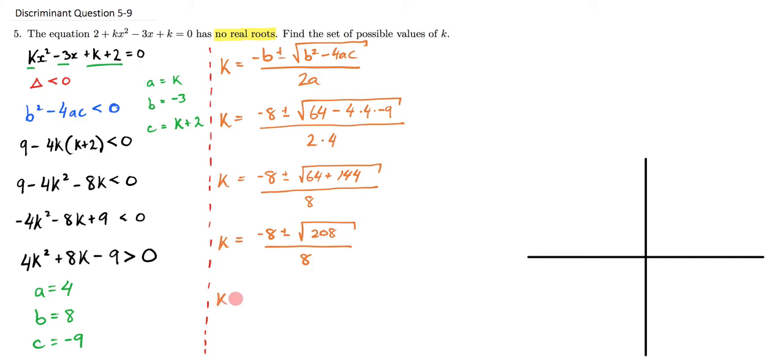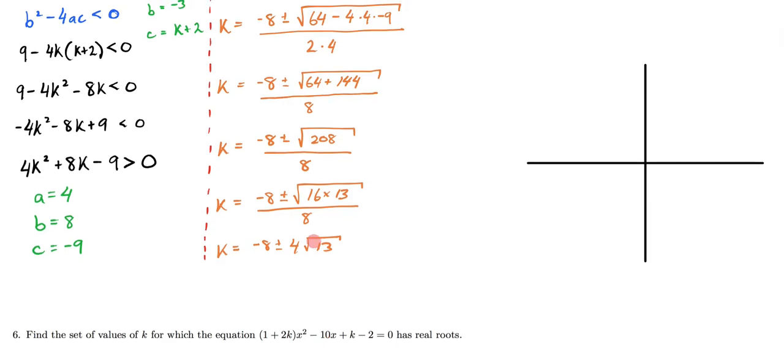All right, now I'm going to get k is equal to -8 plus or minus the square root of 208, which can be represented by 16 and 13, over 8. I'm running out of room. I might be able to fit one more line here. So I'm going to get k is equal to -8 plus or minus the square root of 16, which is 4, times the square root of 13. I might have to scroll down here, hopefully I have room, divided by 8.